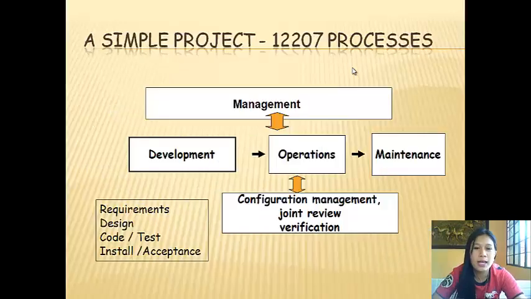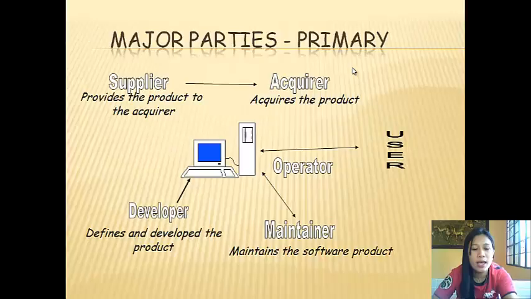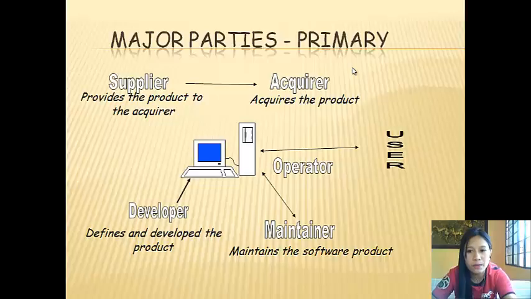A simple project and the 12207 processes. First is the management, development, operations, maintenance, configuration management, and joint review verification. The major part is primary. The supplier provides the product to the acquirer. The acquirer acquires the product. Then there are the operator, the user, the developer, and the maintainer. The developer defines and develops the product, and the maintainer maintains the software product.